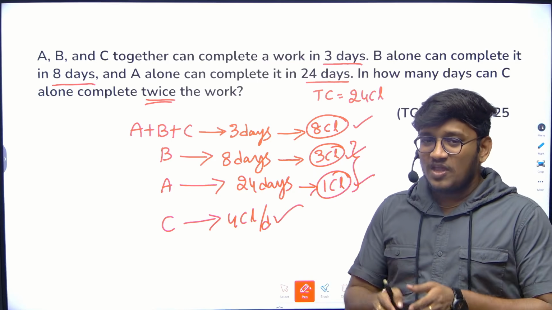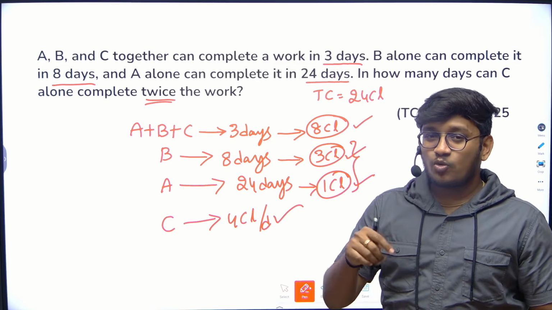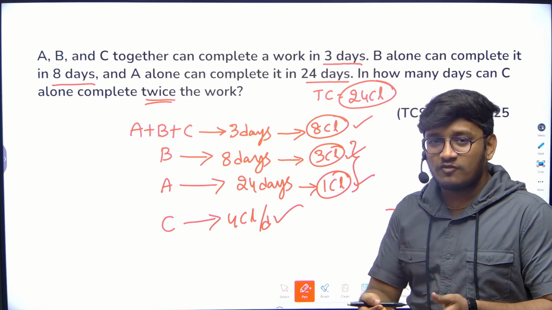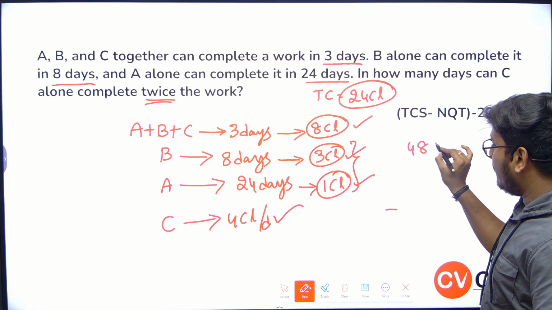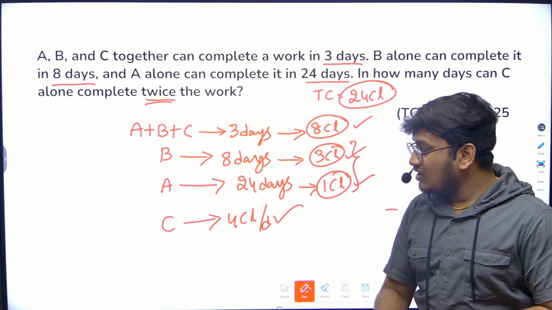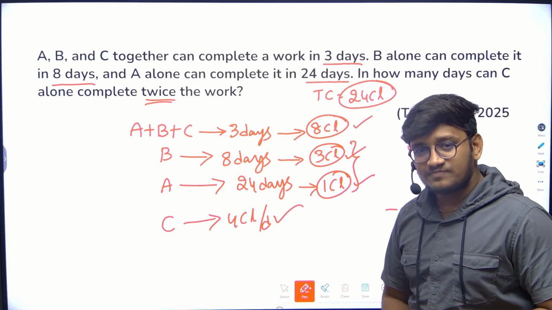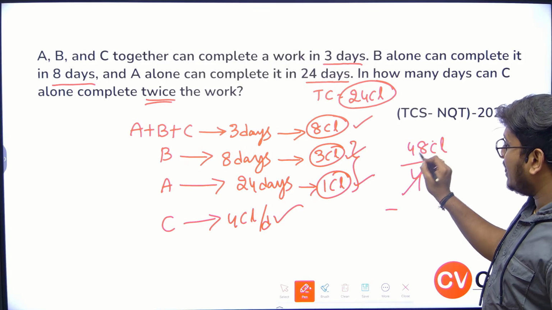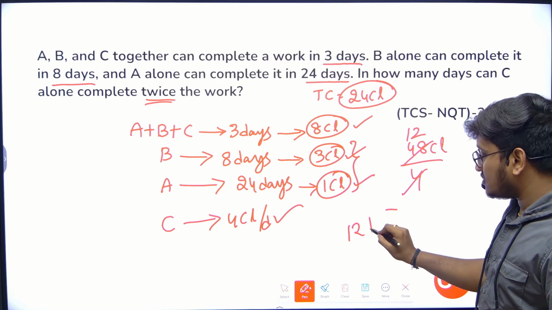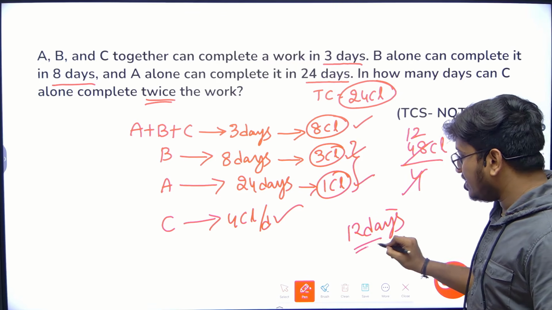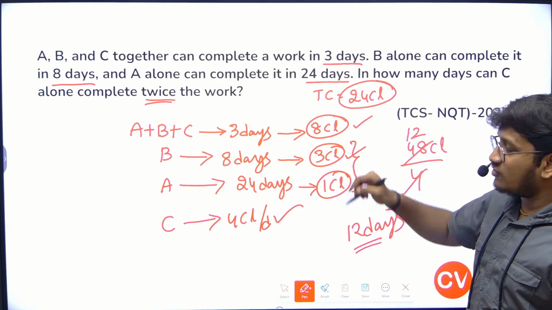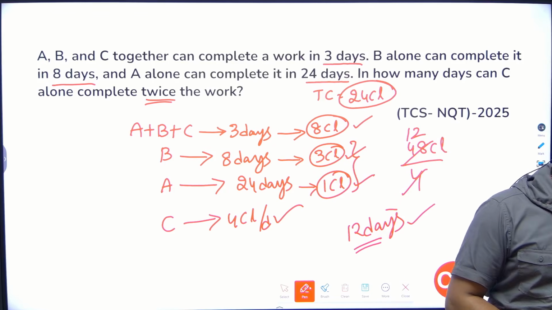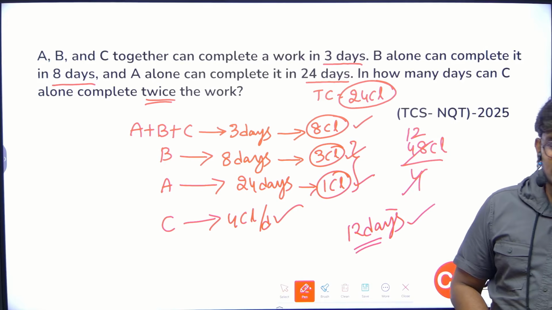Now the question is, how long does C take to complete twice the work? What is the work actually? Eating 24 chocolates. So twice the work is 48 chocolates. To complete these 48 chocolates, how long does C alone take? C can eat 4 chocolates per day, so to complete 48 chocolates he takes 12 days. So that's it, the answer is done. C alone can complete twice the work in 12 days. I hope you all are done with the question. Okay, let's move on to the next one.